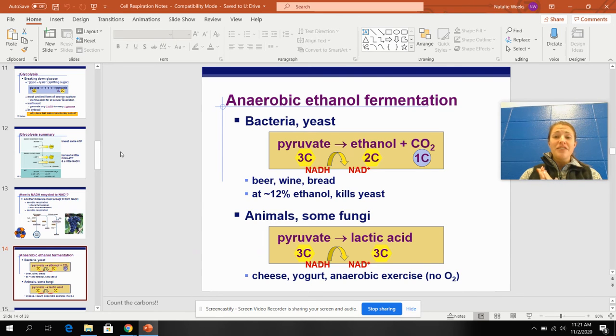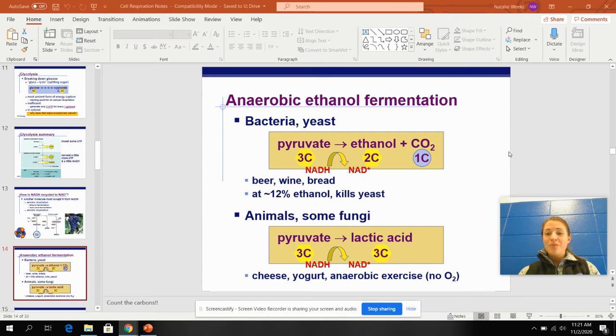And that's the bubbles in that cheese are a byproduct of the bacteria that lives in the cheese. They give off carbon dioxide in alcoholic fermentation. Down below, right there, animals actually do lactic acid fermentation.